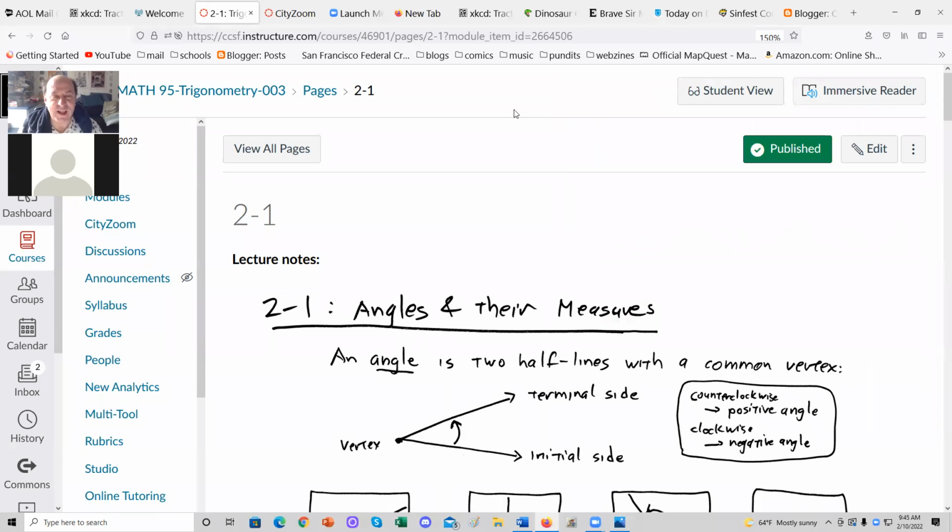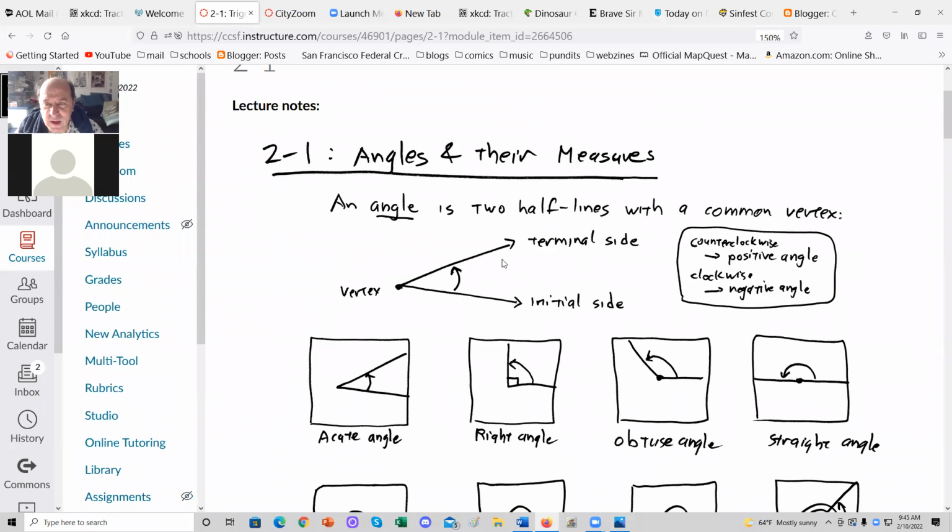All right. For today, we start chapter 2. This is about angles and their measures. An angle looks like this. It's two half lines with a common vertex. This is the vertex. It's considered to have an orientation, rotating from the initial side to a terminal side. If it's counterclockwise like this, it's considered a positive angle. If it's clockwise, in the opposite direction, that's considered a negative angle.